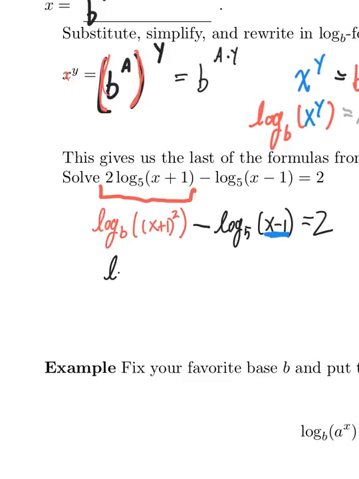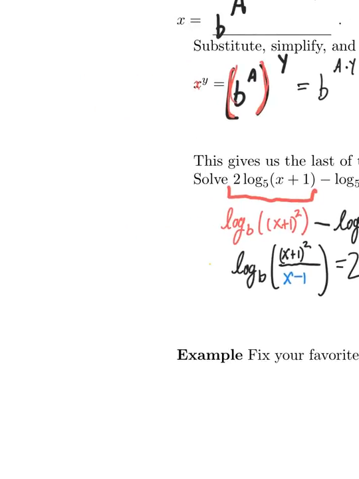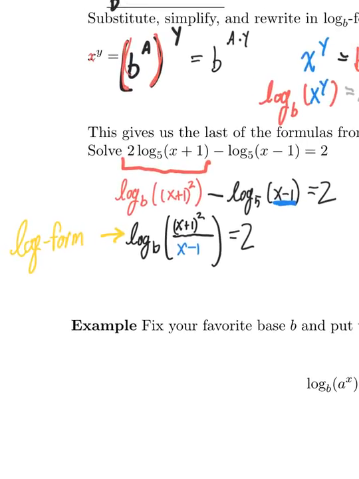This will give me the log base b of (x plus 1) quantity squared divided by, in blue, (x minus 1), close parentheses, equals 2. This is nice because this is now an equation in log form, and inside of the logarithm are all of the variables. Everything we want to solve for is inside of the parentheses, so rewriting in exponential form will make our life easier. Oh, all of those b's are 5s, aren't they?